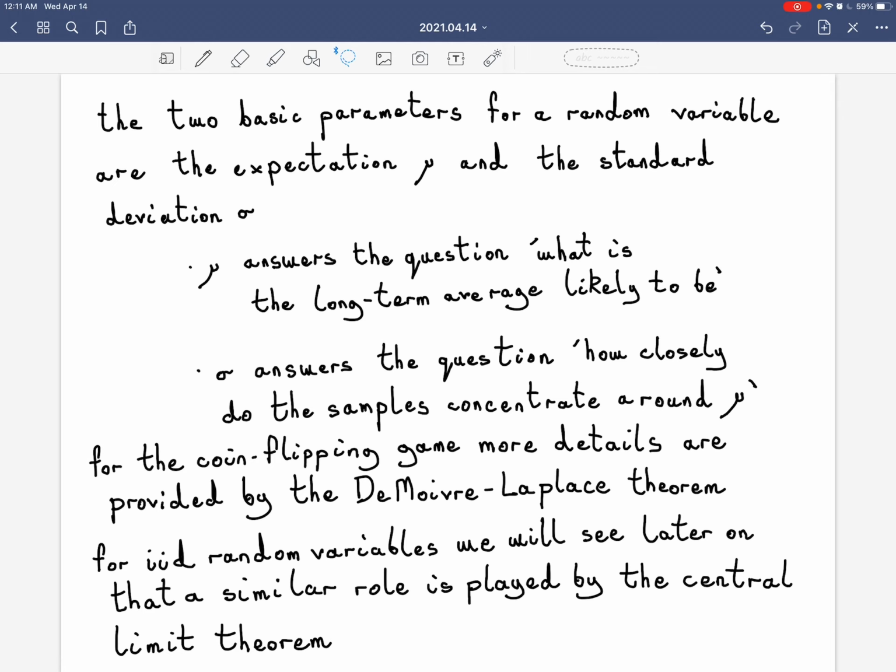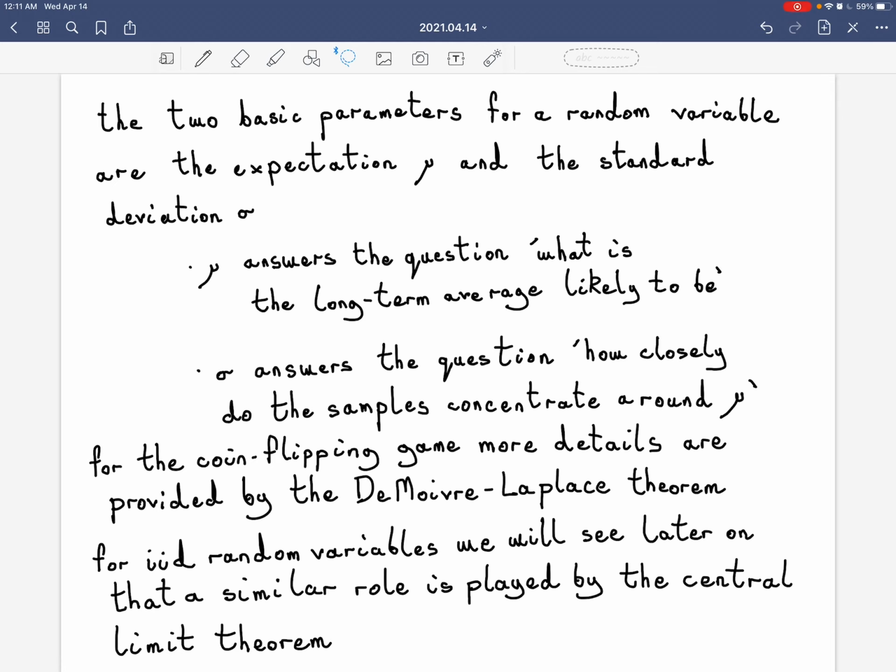The two basic parameters for a random variable: we have this parameter which is the expectation mu, and this other parameter which is the standard deviation sigma. And there are very clear qualitative interpretations of both mu and sigma.